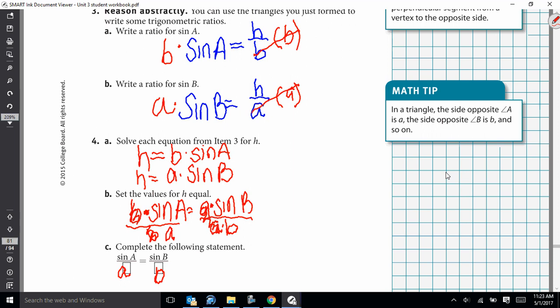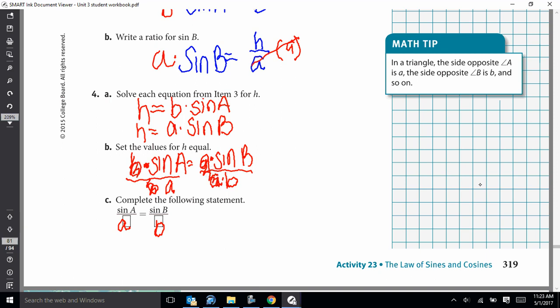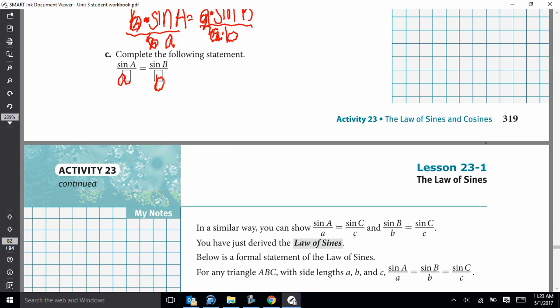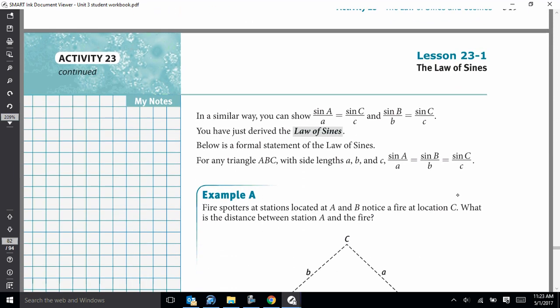Now that only works though if we're dealing with an altitude that's breaking our bigger triangle into two smaller ones. How are we feeling about that? You followed along, but you're like, please don't ask me to do that all by myself. Okay. All right.